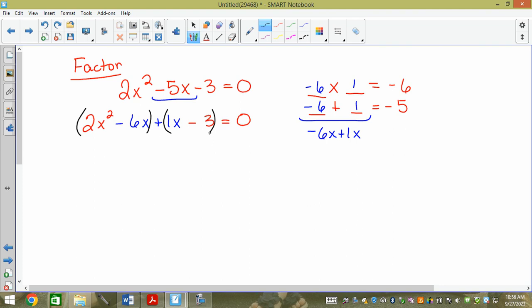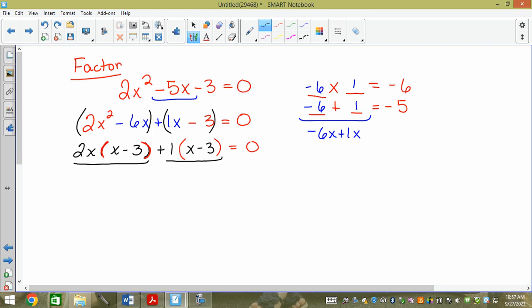We take out a 2 and an x, and we're left with x minus 3. Here I take out, so that's my GCF, that's what I'm left with. Here I can take out a plus 1, and then I'm left with x minus 3. And then we have this one, and we have this one. There's 2 terms. What can I take out of both those terms? X minus 3.